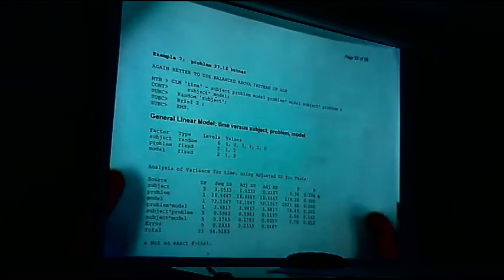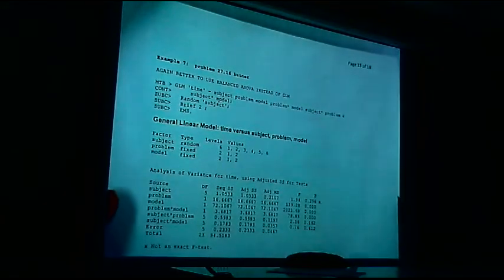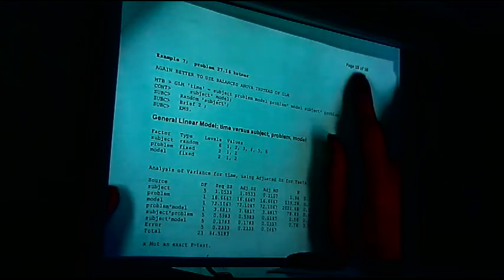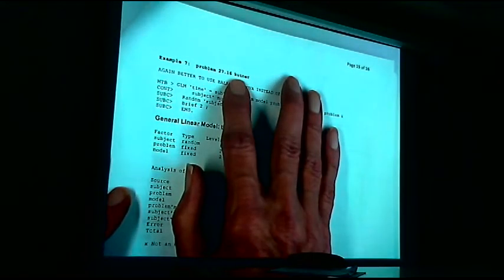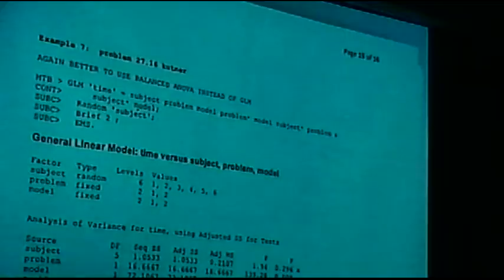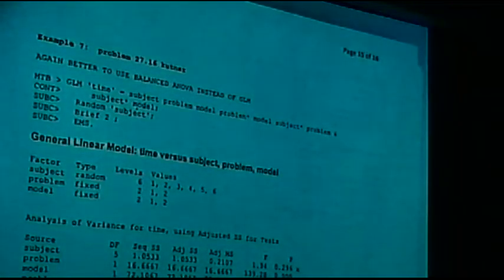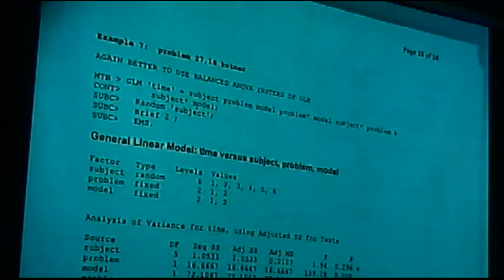So I'm going to come back to our handout. There's one more example here at the end of that, page 15, and it said the problem 27.16 out of Kutner. So let me find problem 27.16. Put it in front of your eyes here at the moment.